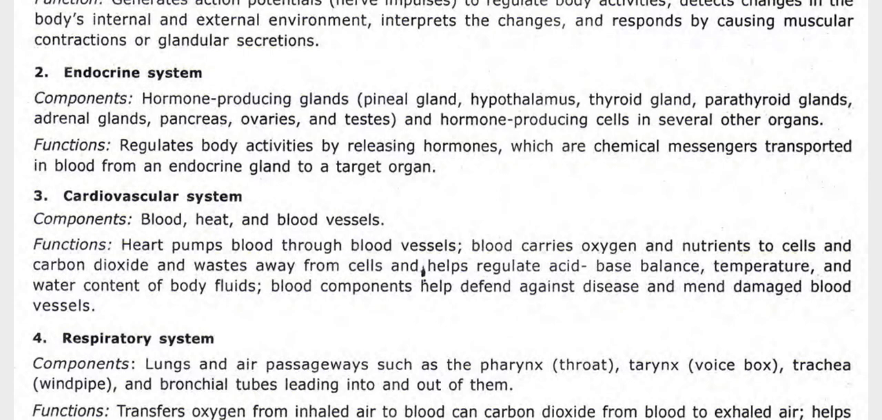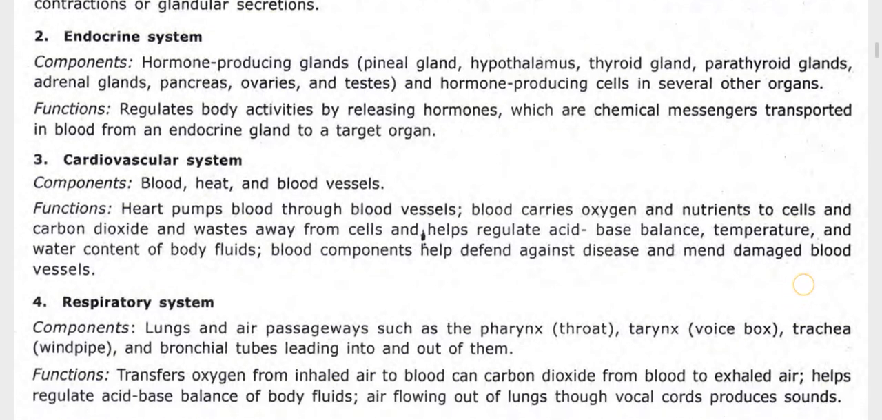Cardiovascular system. Components include blood, heart, and blood vessels. Heart pumps blood through blood vessels. Blood carries oxygen and nutrients to cells, and carbon dioxide and wastes away from cells, and helps regulate acid-base balance, temperature, and water content of body fluids. Blood components help defend against disease and mend damaged blood vessels.